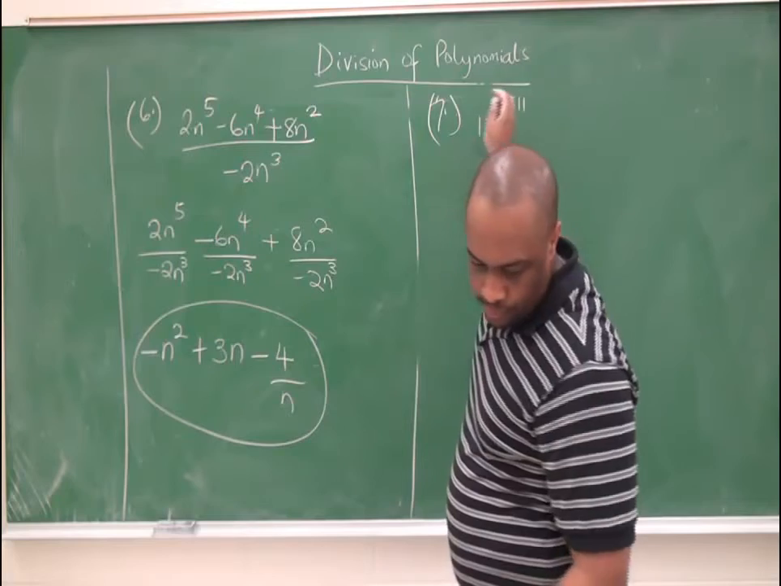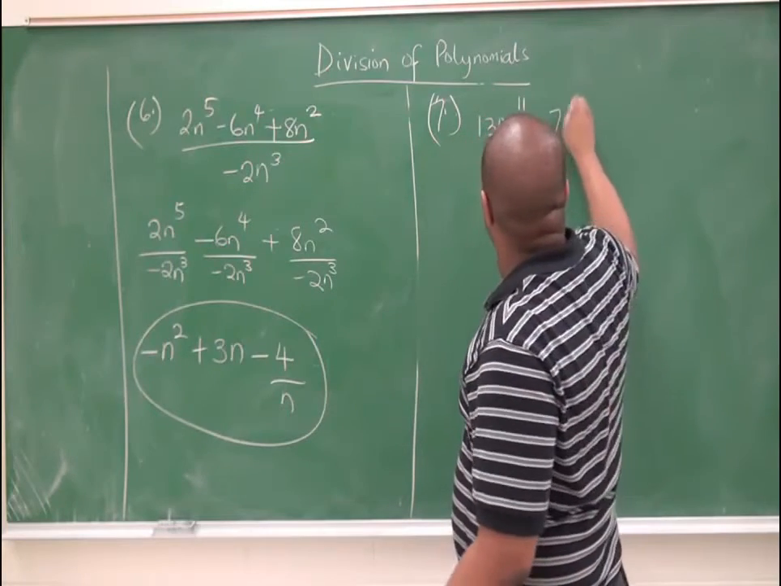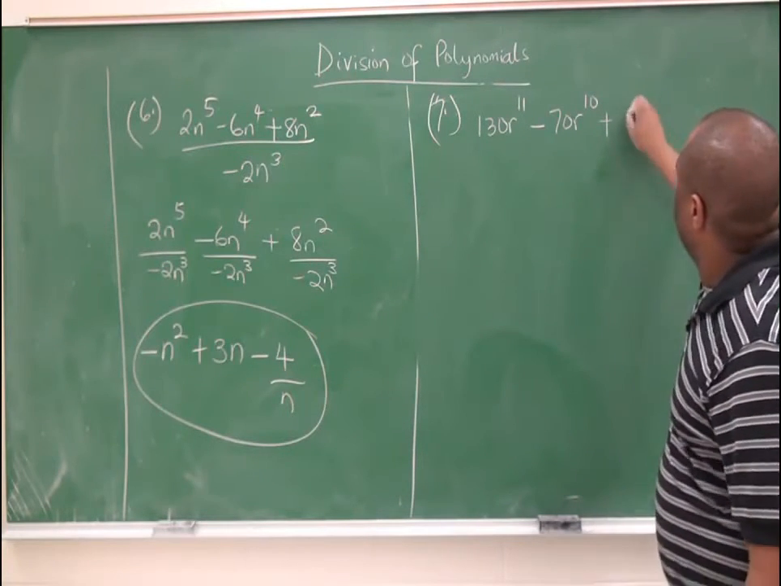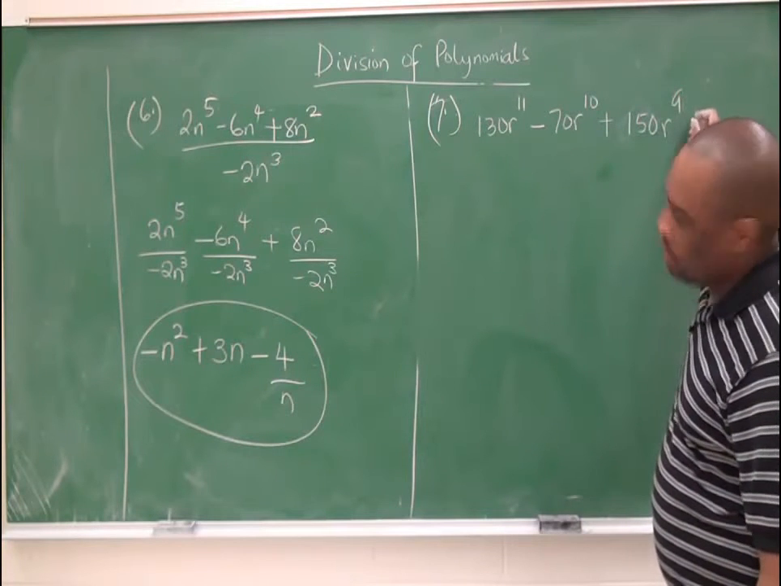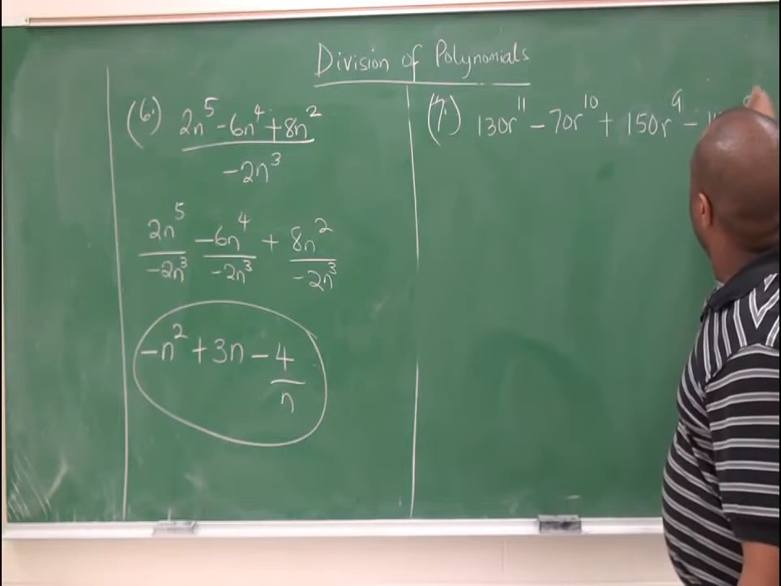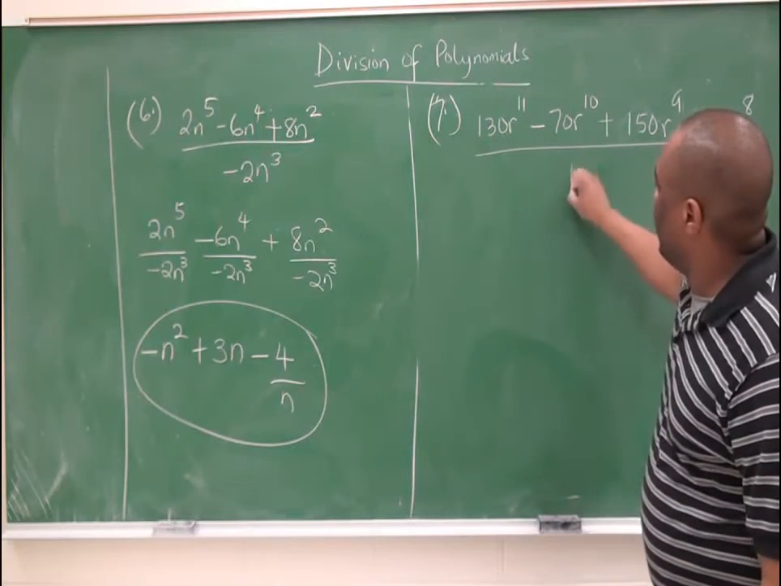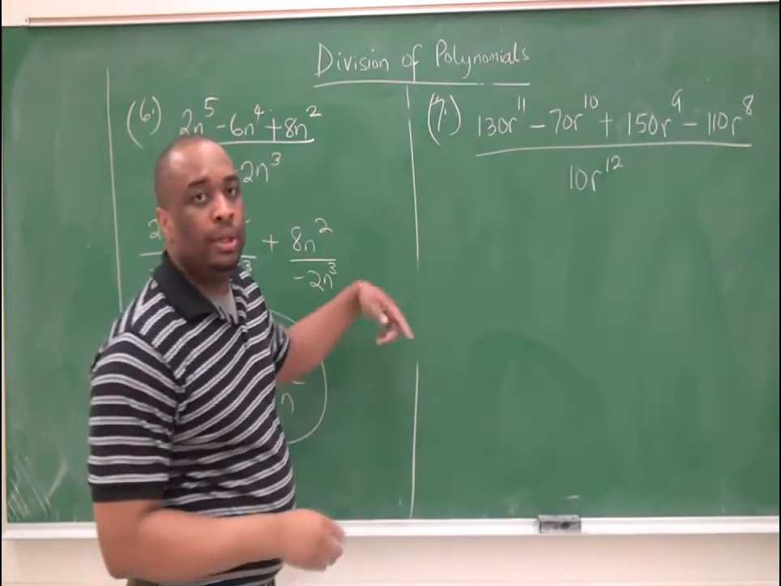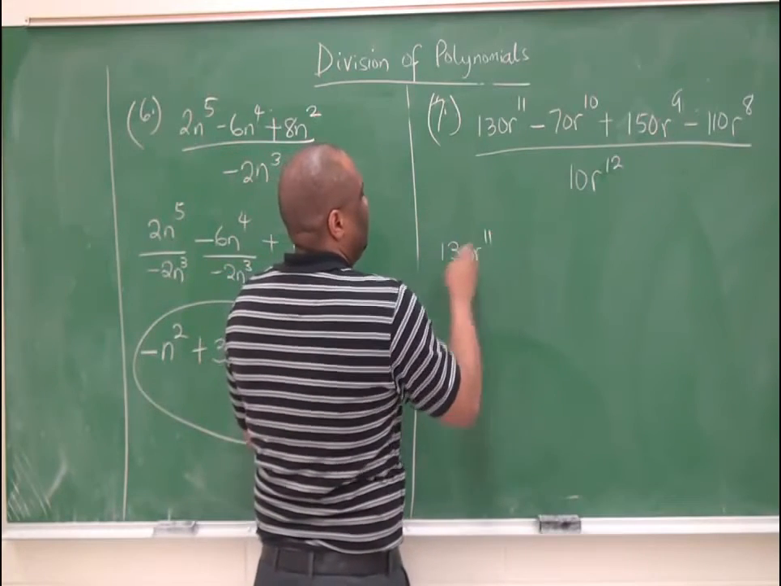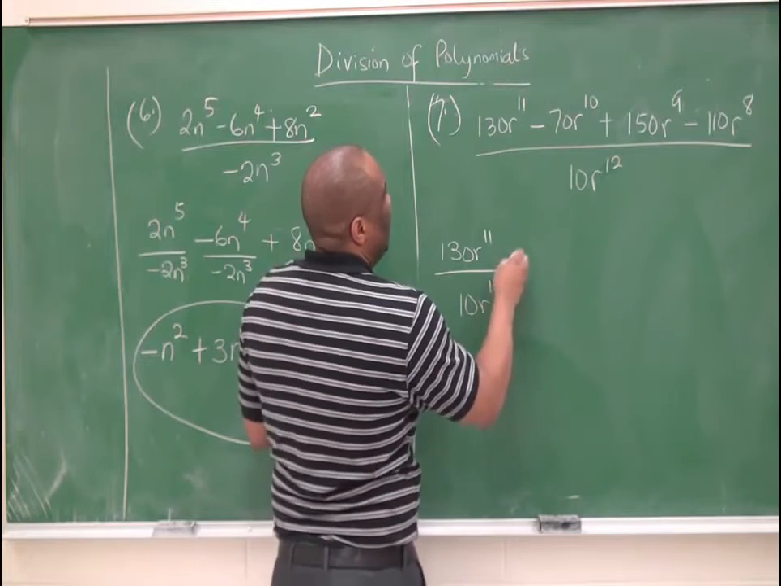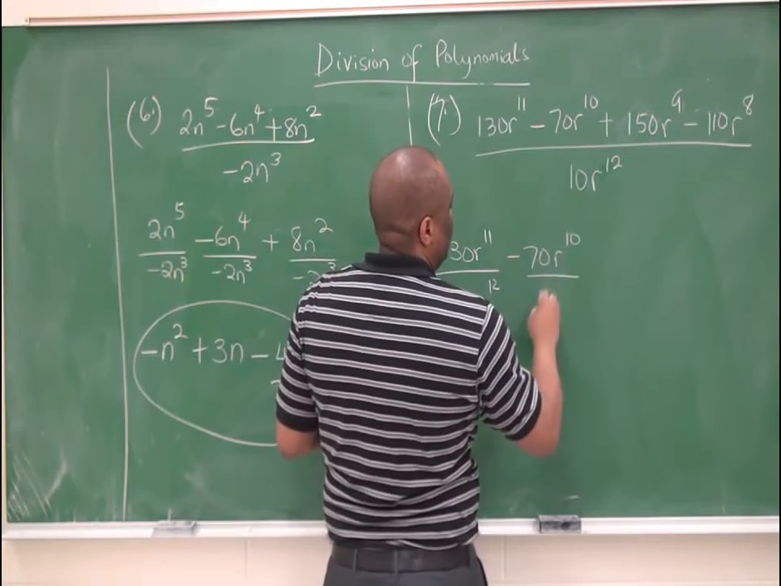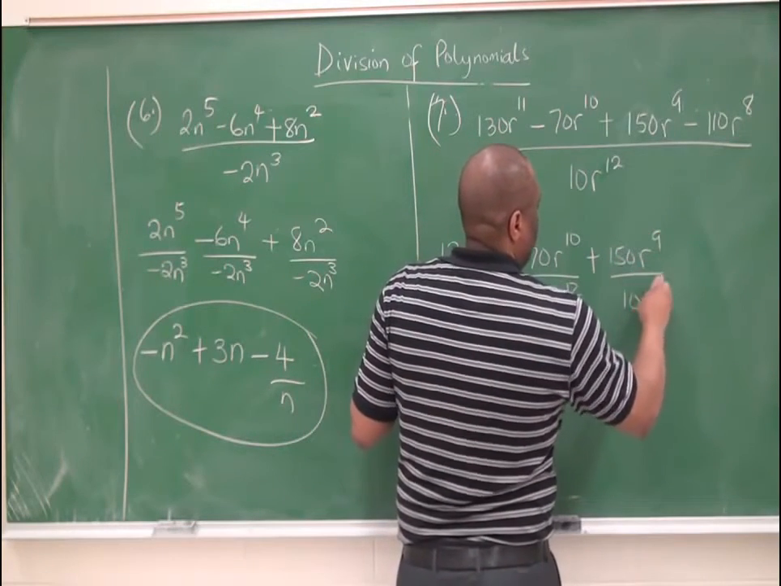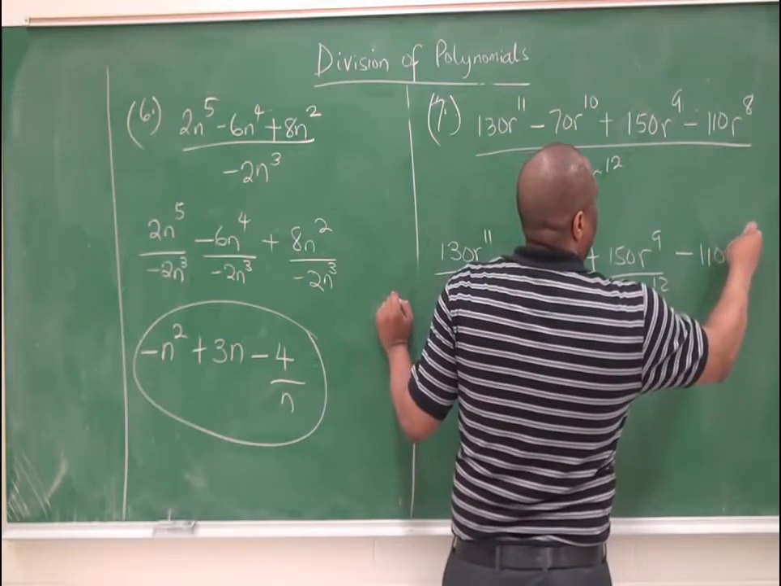130r^11 minus 70r^10 plus 150r^9 minus 110r^8 all over 10r^12. Okay, so this will be what? 130r^11 over 10r^12 minus 70r^10 over 10r^12 plus 150r^9 over 10r^12 minus 110r^8 over 10r^12.